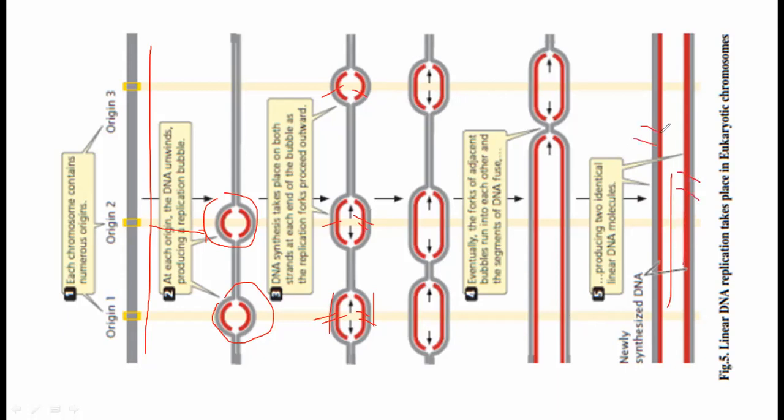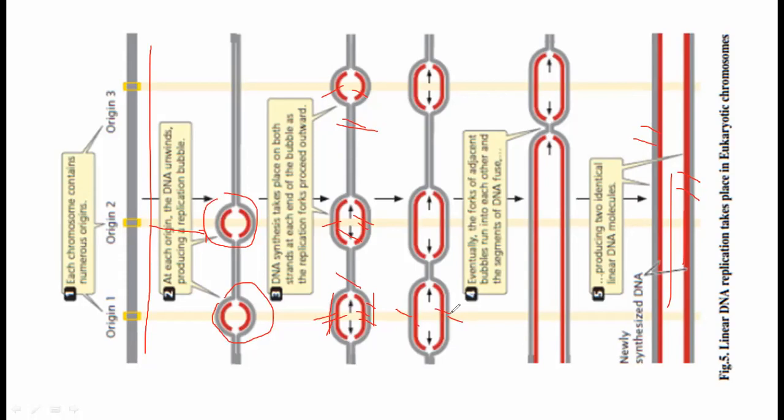Is that clear? We have multiple origins of replication. See how many bubbles are there? 1, 2, and 3. When the bubble forms and the 2 strands unwind, each strand serves as a template for the synthesis of DNA. This serves as a template and synthesizes this one. This one serves as a template and synthesizes this one. Is that clear? Do you understand this?